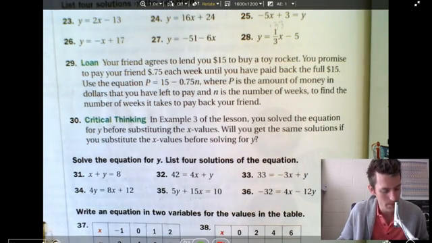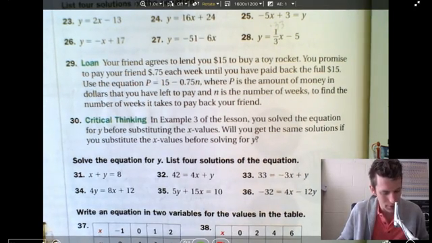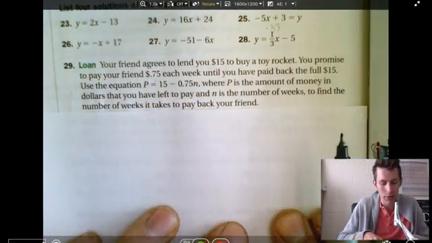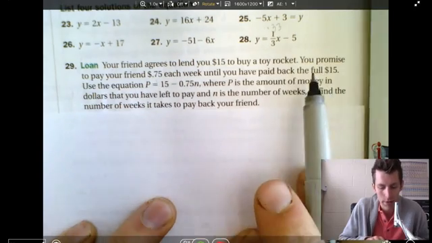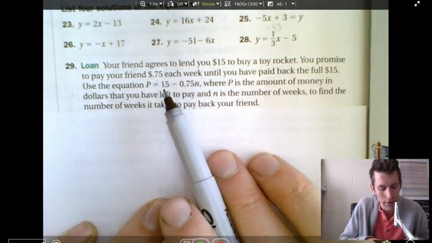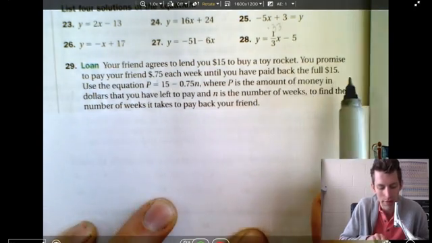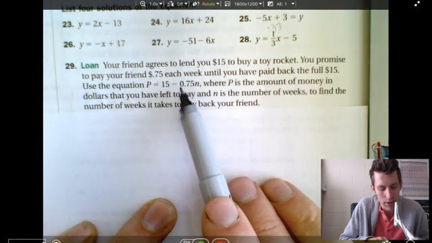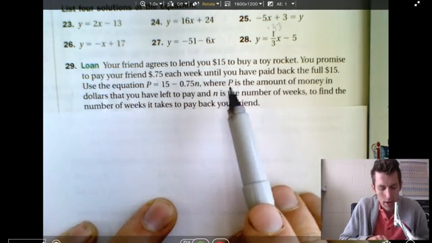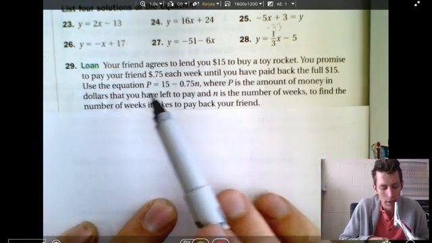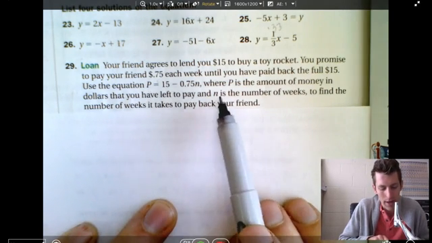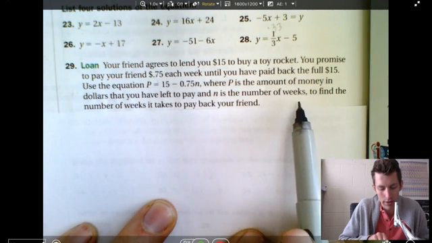Anyway, 29. Your friend agrees to lend you $15 to buy a toy rocket. Thanks, friend. You promise to pay your friend 75 cents each week until you have paid back the full $15. You use the equation P equals 15 minus 0.75n, where P stands for the amount of money in dollars you have left to pay. Okay? So P is what you still need to pay. And N is the number of weeks.